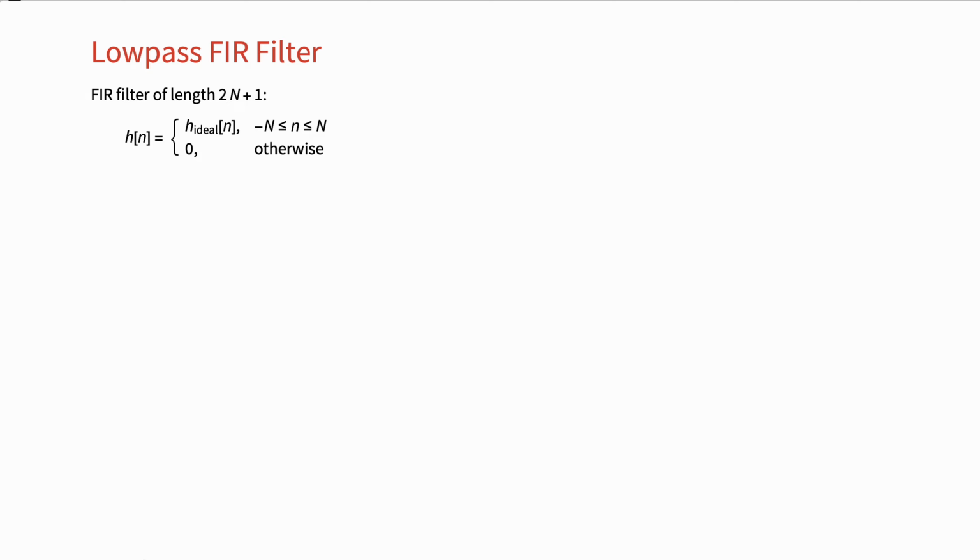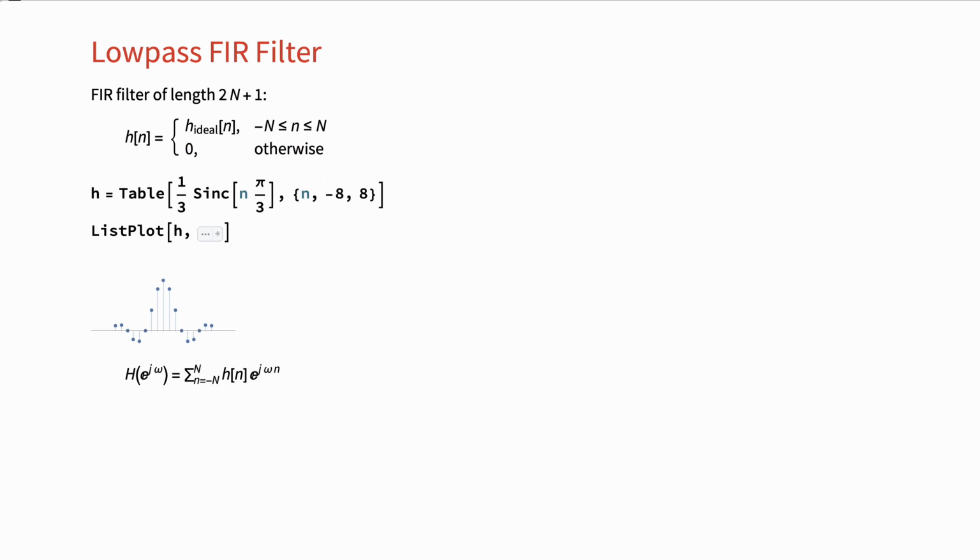As an example, here we have an FIR filter of length 2n plus 1. Outside the window between minus n and n, the impulse response is 0. For n equal to 8, we have an FIR filter of length 17, as shown in this plot. The frequency response of the FIR filter will then be the Fourier transform of the sinc sequence with non-zero values from minus n to n.